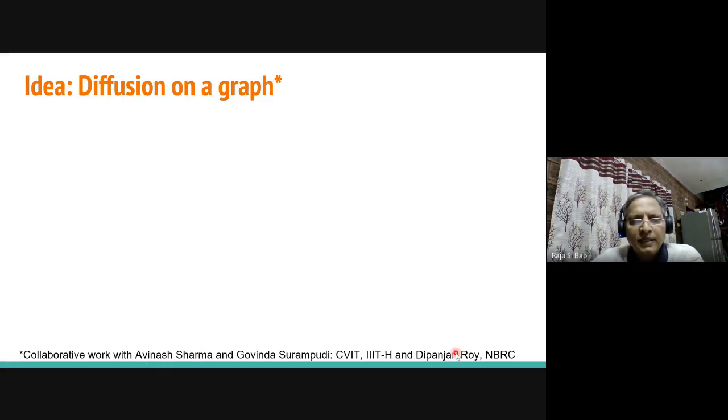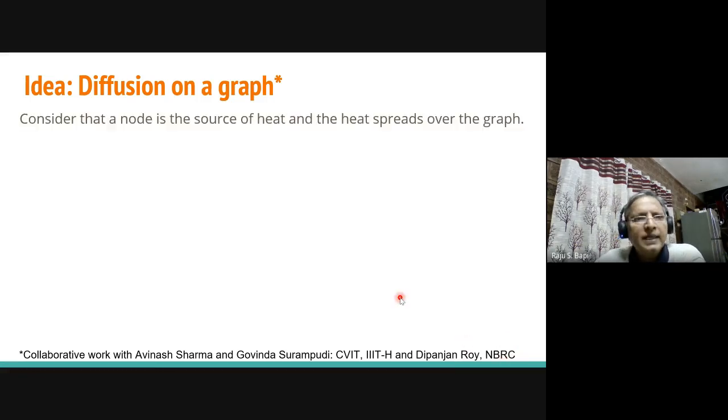And this is work jointly done at IIIT with colleagues. Avinash Sharma is in the Center for Visual Information Technology, and Govinda is the student who did this work. Deepanjan at that time was at IIIT and moved to NBRC subsequently.